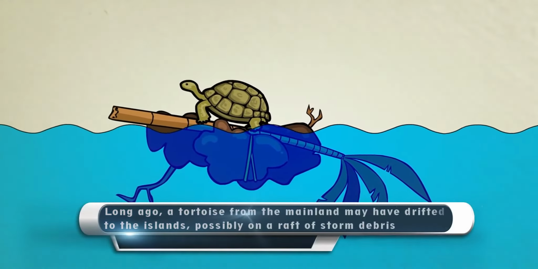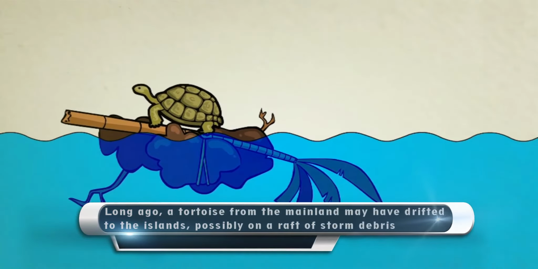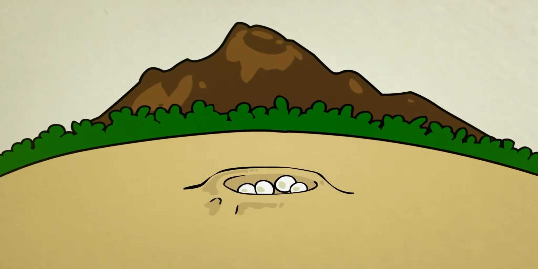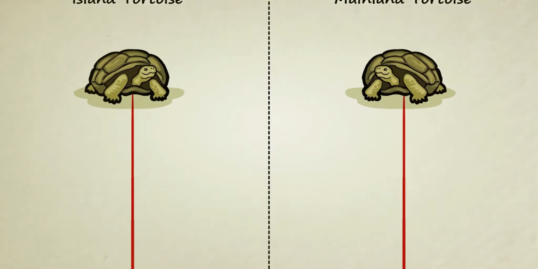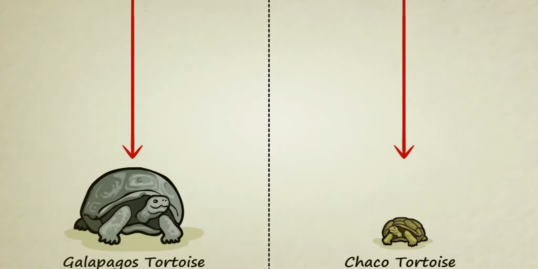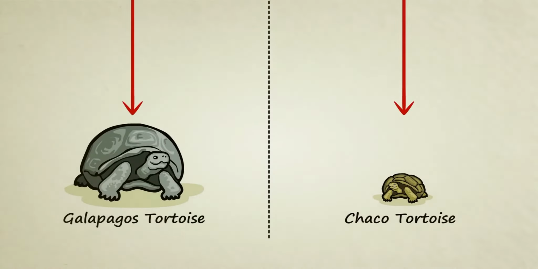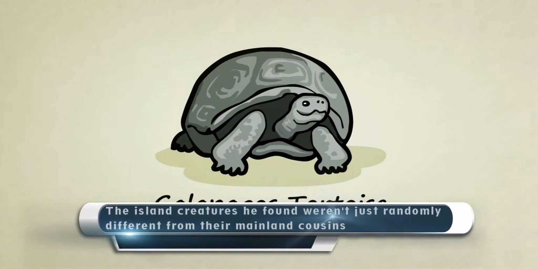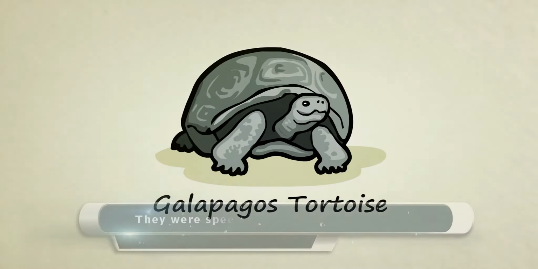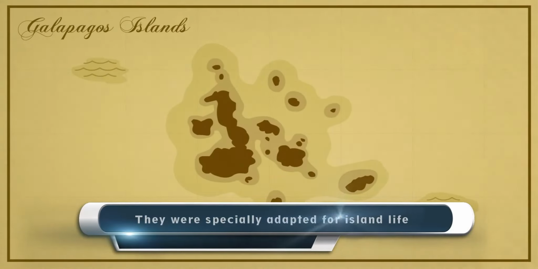Long ago, a tortoise from the mainland may have drifted to the island, possibly on a raft of storm debris, and once arriving, laid her eggs. Random changes caused by descent with modification over thousands of years eventually transformed the island creatures and the mainland creatures so much that they could no longer be considered the same species. This idea made good sense to Darwin, except for one thing: the island creatures he found weren't just randomly different from their mainland cousins, they were specially adapted for island life.